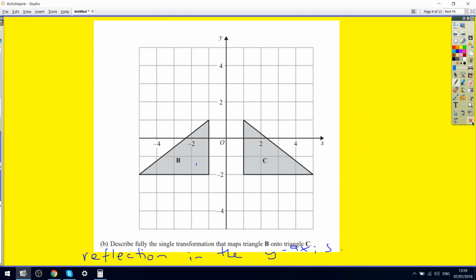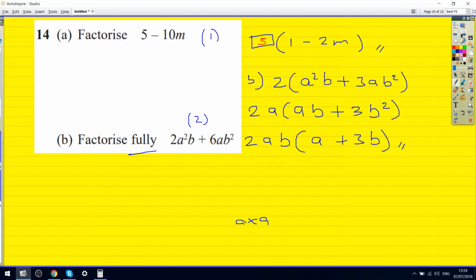Yeah. How do you know this is a reflection and not something like a rotation? Because they're the same shape, but on opposite sides. So we know that it's a reflection because of the y-axis. If you put a mirror there, it will reflect. Yeah, that's it. And basically, if it was a rotation, it'd be upside down or something, but it wouldn't be reflected. It wouldn't be back to front. Yeah.